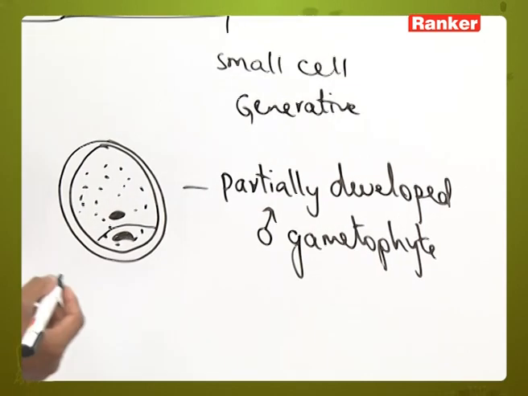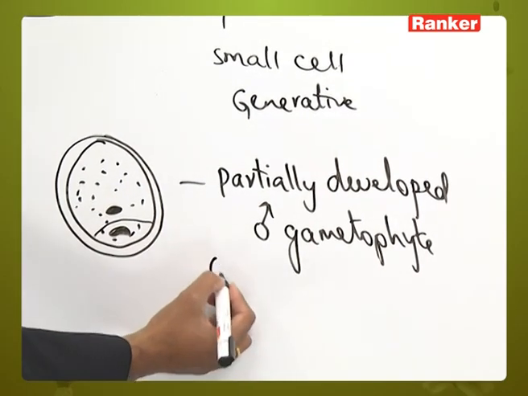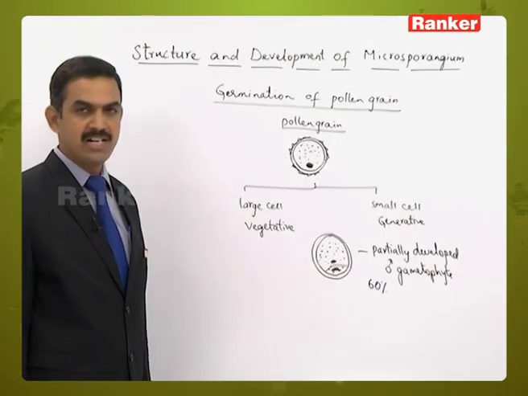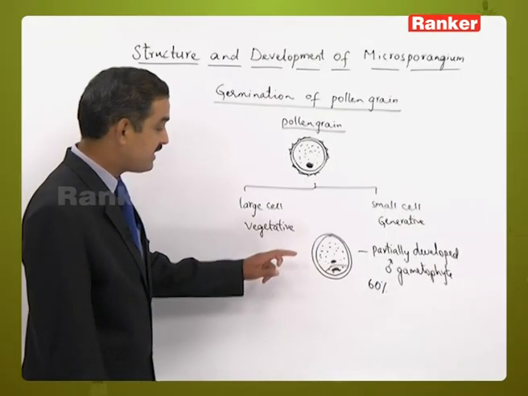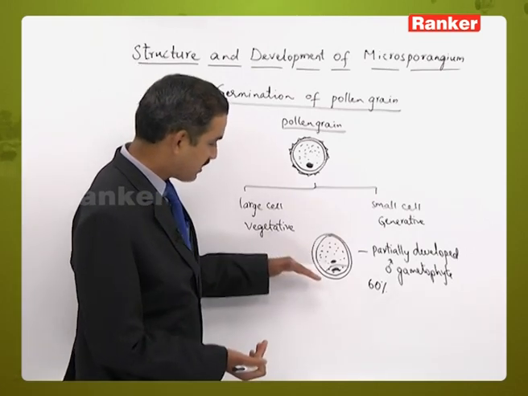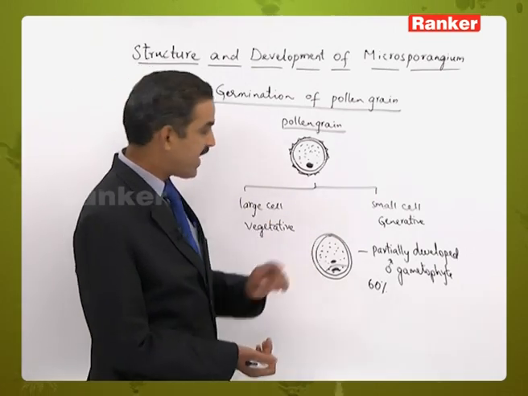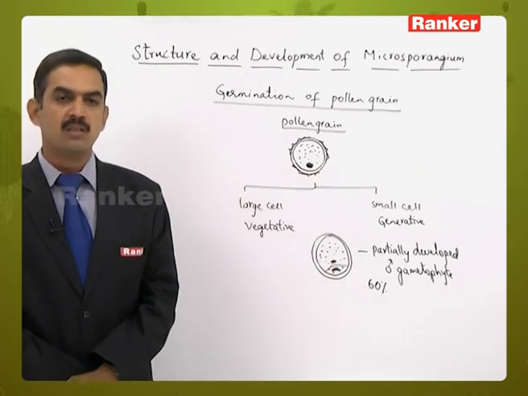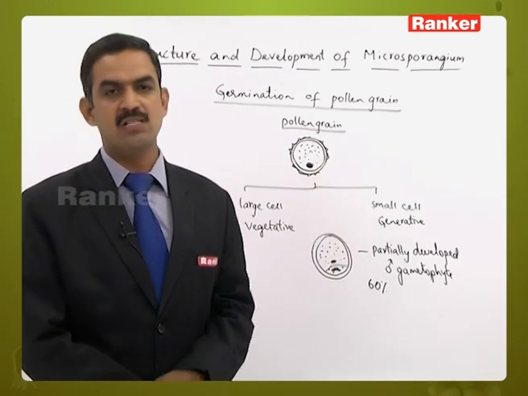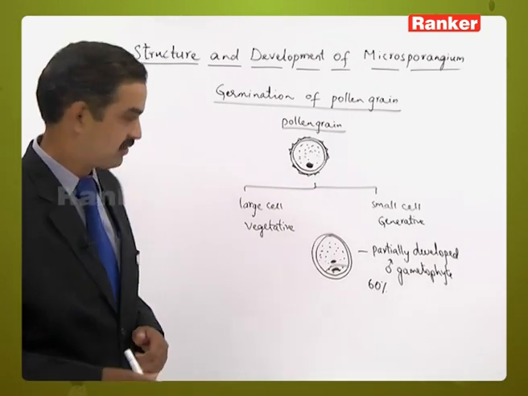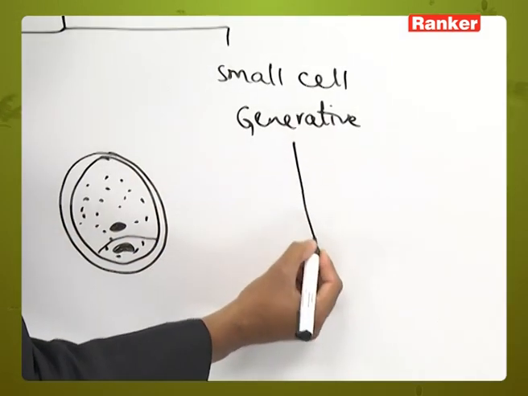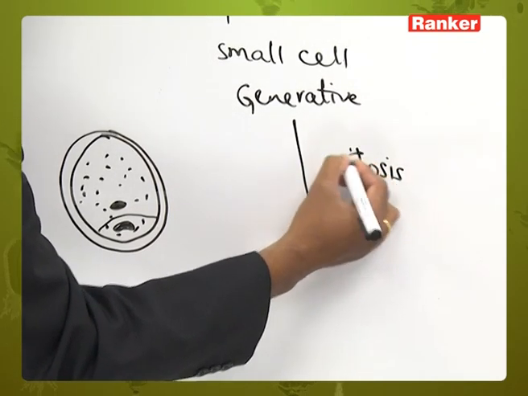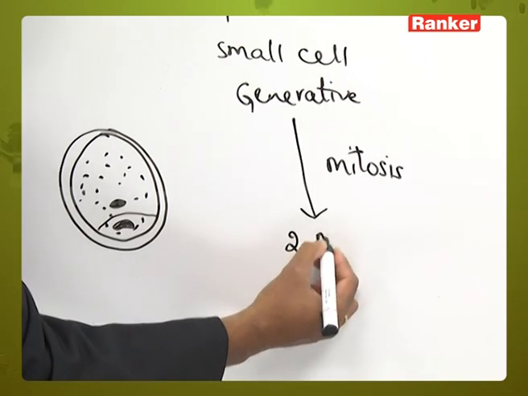And nearly about 60% of angiosperms have this type of pollination at the two-cell stage, and in some of them after this division one more division takes place where the generative cell is further divided to form two cells. Those two cells are called male gametes. The generative cell will divide further by mitosis to form two male gametes.